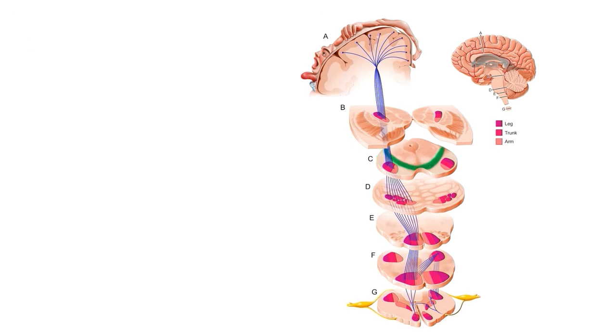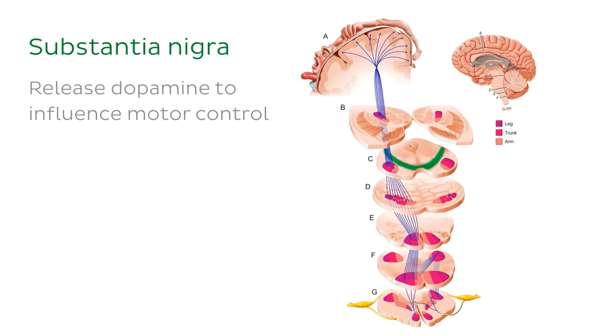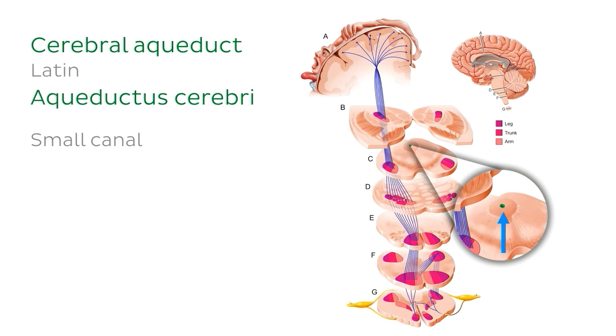A thin, dark line of cell bodies runs across the cerebral peduncles, and this is the substantia nigra, which translates literally into black stuff. The dark colour is a result of neuromelanin contained within its cell bodies, and the neurons of the substantia nigra release dopamine into the striatum to influence motor control. The cerebral peduncles and substantia nigra are closer to the ventral part of the midbrain, and if we move towards the dorsal part of the midbrain, we can see a small canal running through it.